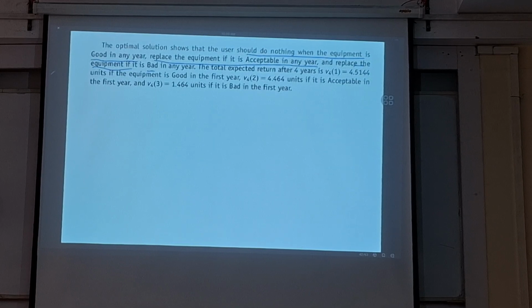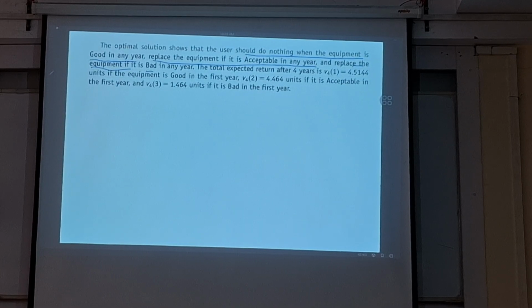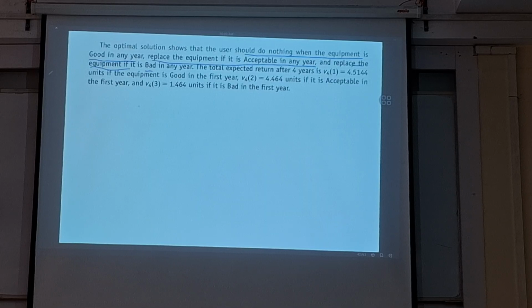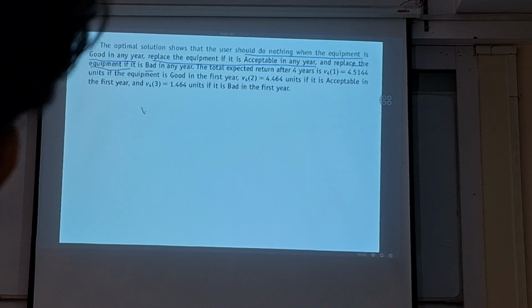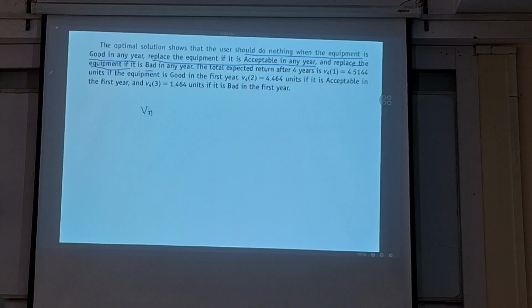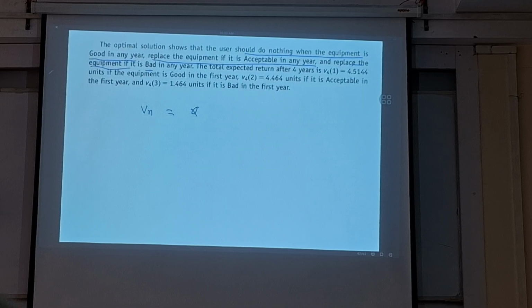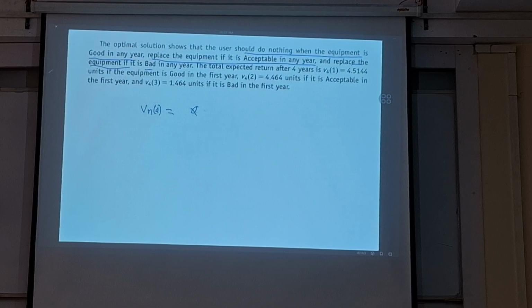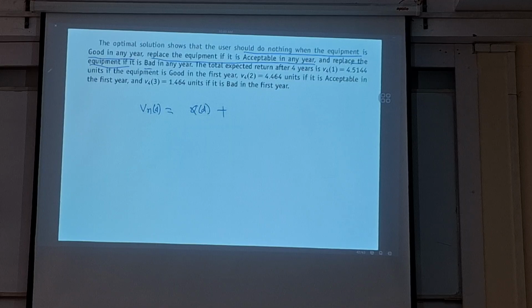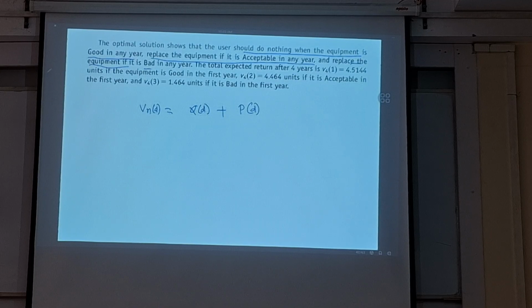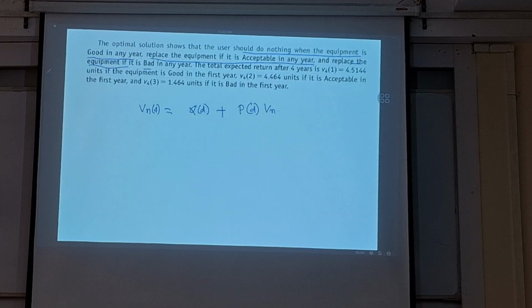Now before we move from here, the main thing is that in the vector operation, Vn is equal to what we have written here: QV plus P multiplied by Vn minus 1.